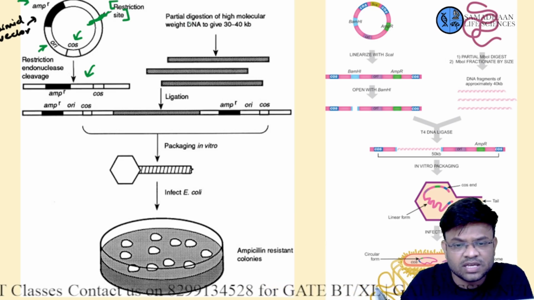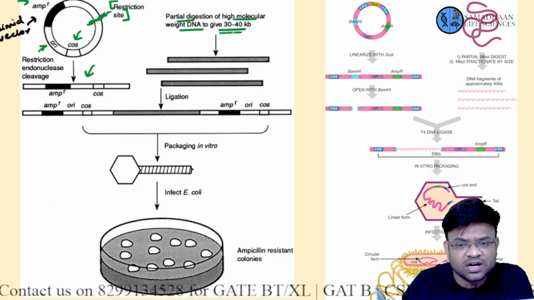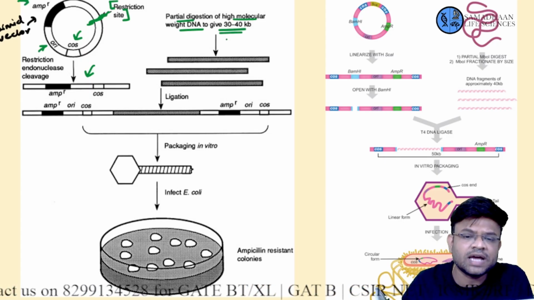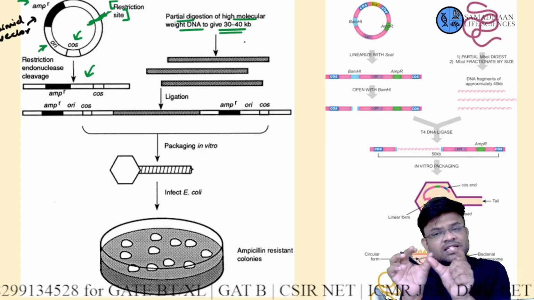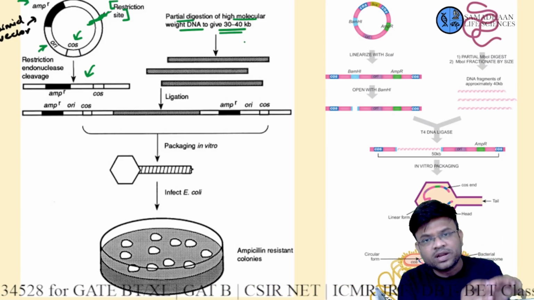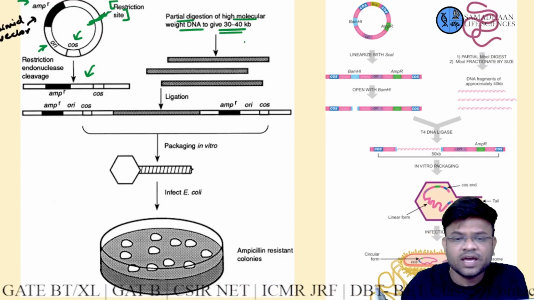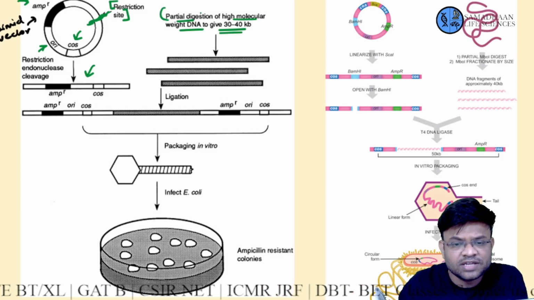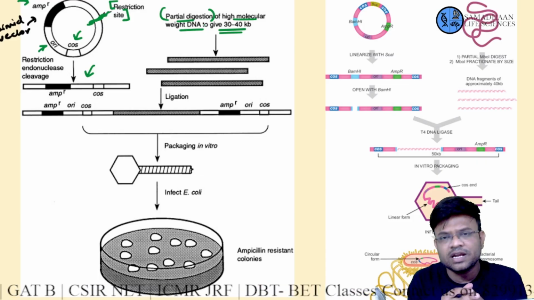So over here you can see partial digestion of high molecular weight DNA to give 30 to 40 kb. Remember that the gene of interest, the DNA insert that you want to insert over here, should be roughly around 30 to 40 kb. That is why you are using partial digestion over here. Now there are two types of digestion. Let me make it very clear to you.